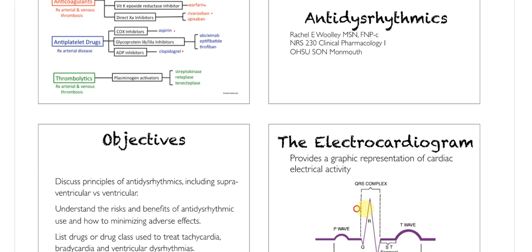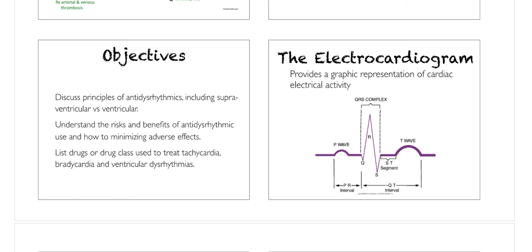Alright, so for antidysrhythmics. We have here our EKG rhythm. This is going to be normal sinus rhythm. The parts we have are the P wave, the QRS complex, and the T wave. We also have the PR interval, the ST segment, and the QT segment.